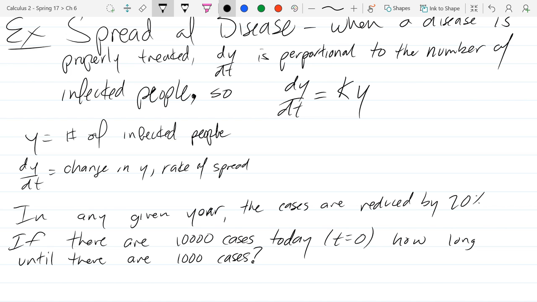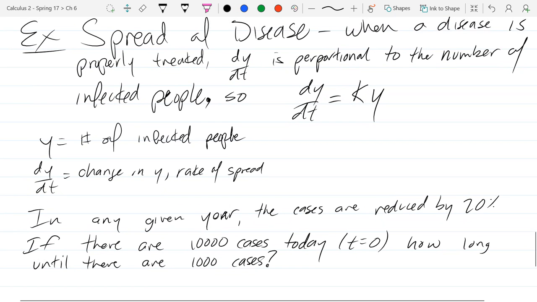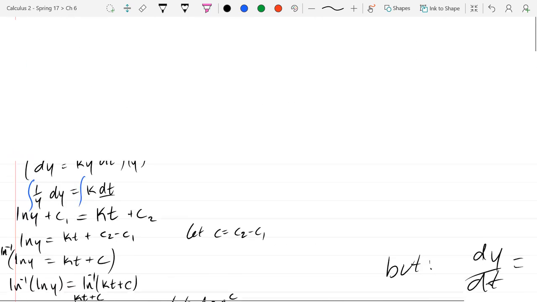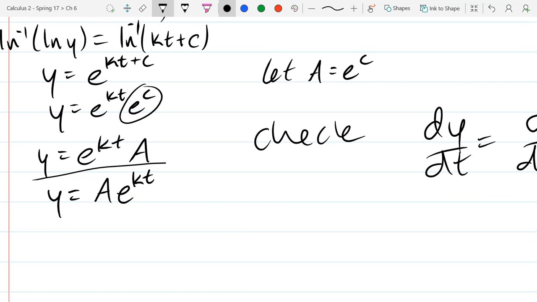So certainly you can see way more than 1 year. You're only going to lose 20% of your cases your first year. So we definitely need to go more than 1 year. So we see our dy over dt equals ky. We already solved that differential equation earlier. That was the first one we solved. So let's scroll up and see, and we checked it as well. Somewhere up here. So we're going to use that y equals a e to the kt.